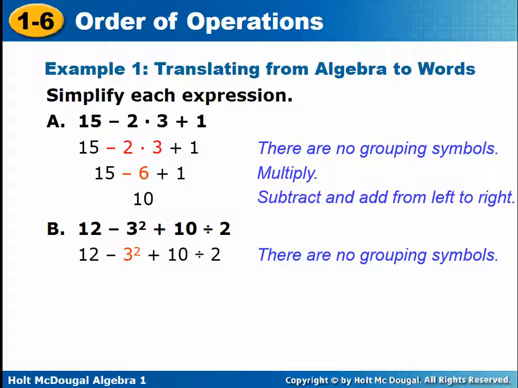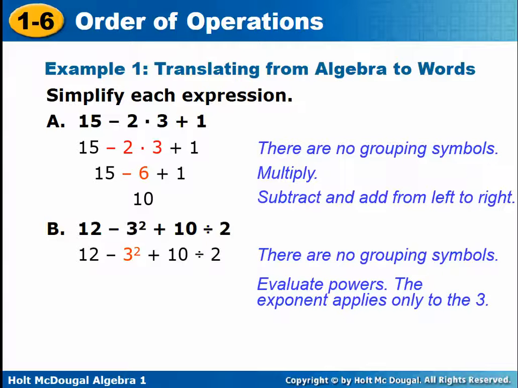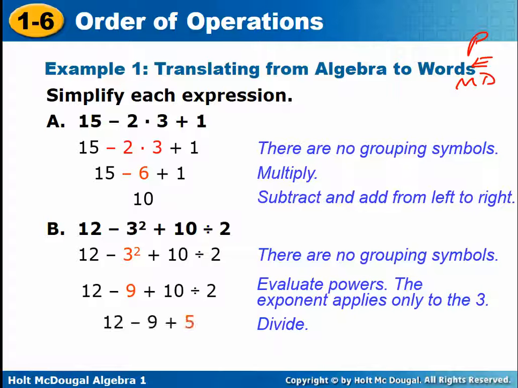Okay, letter B, there's no grouping in this one either, no parentheses, but there is an exponent. There is a 3 squared, so that's the first thing to do. So 3 squared is 9. So we have now 12 minus 9 plus 10 divided by 2. We did the E. Now we have to look for multiplication and division. I see some division, the divided by 2. So 10 divided by 2 is 5. So now we have 12 minus 9 plus 5. And now we can do our addition and subtraction in order from left to right. So 12 minus 9 is 3. 3 plus 5 is 8.